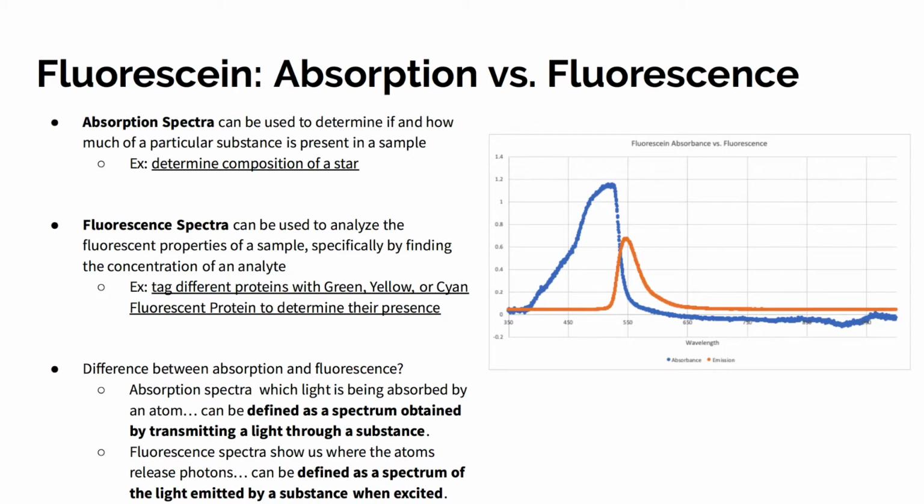Absorption spectra is obtained by transmitting light through a substance, whereas fluorescence is a spectrum of light emitted by a substance when excited. We can use absorption to determine the composition of a solution or a distant star, and we can use fluorescence to tag different proteins with different fluorescent dyes to determine their presence or functionality.